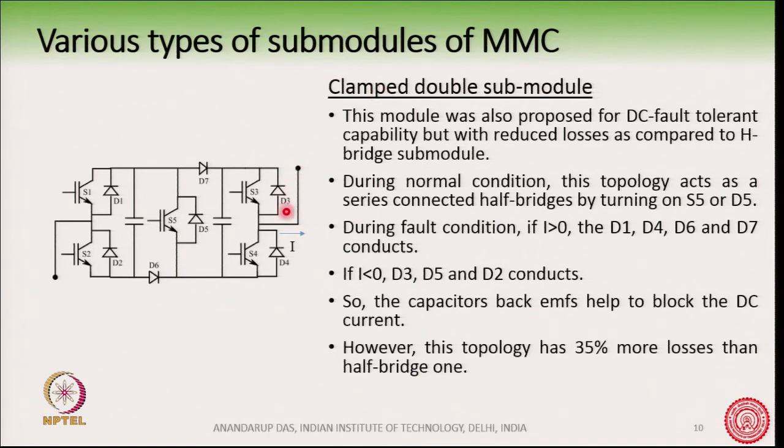If I is less than 0, you will see that D3, D5 and D2 will conduct. So, let us see, if I is less than 0, it goes through D3, through this capacitor, through D5 and through this capacitor, D2 and goes through 0.